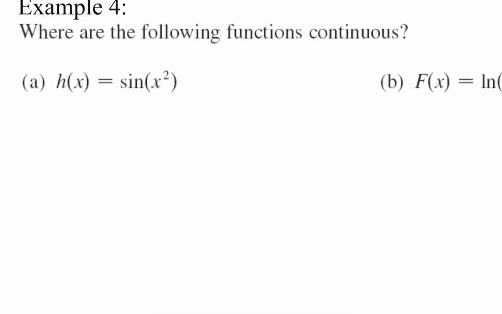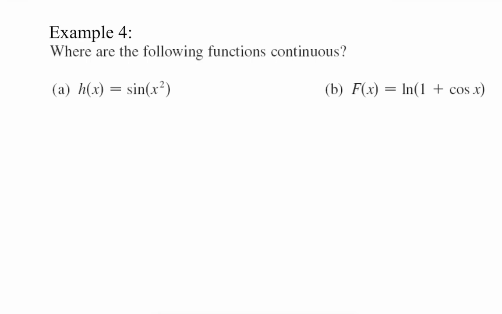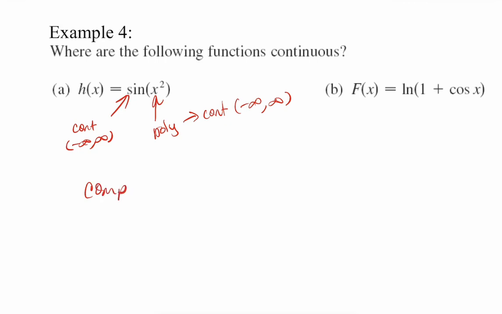It says, where are the following functions continuous? Okay, let's think for a minute. X squared is a polynomial. It's continuous everywhere. Sine, that wave goes on for everywhere. So it is continuous everywhere. So the composition is continuous everywhere. Nothing screws it up. Nothing messes it up. Our first function is continuous everywhere.